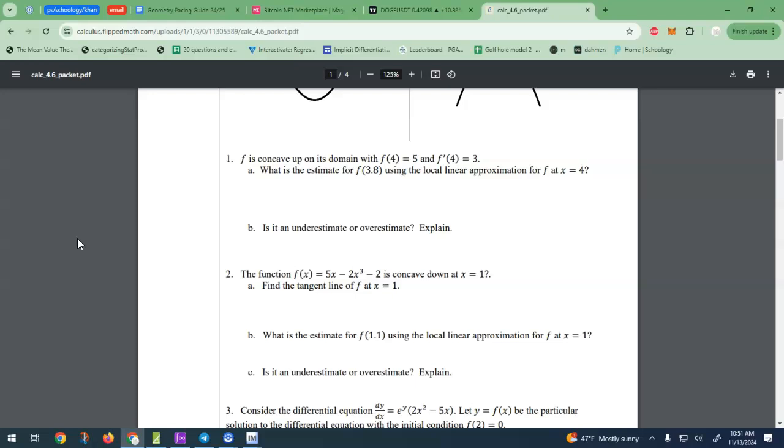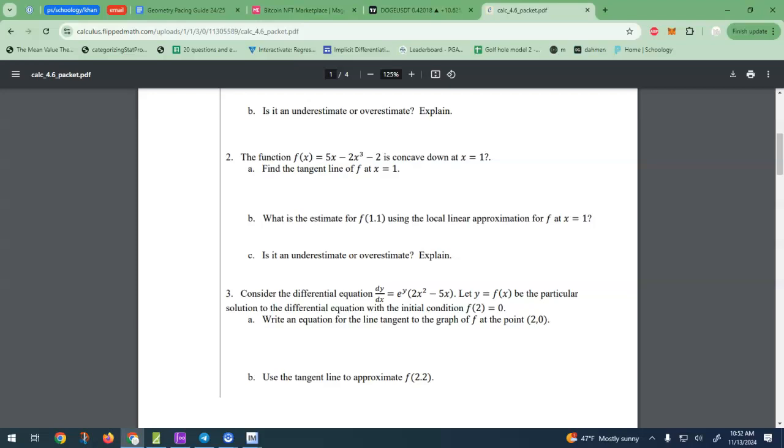Find the equation of the tangent line, plug in the point they gave you, and then is this an overestimate or an underestimate? It's concave up. So when we draw a line underneath the concave up, it doesn't matter if you do it over here, at the bottom, whatever, you're going to be going underneath that curve. Question on one? The two is the same thing, it's just they're making you do a little more work.